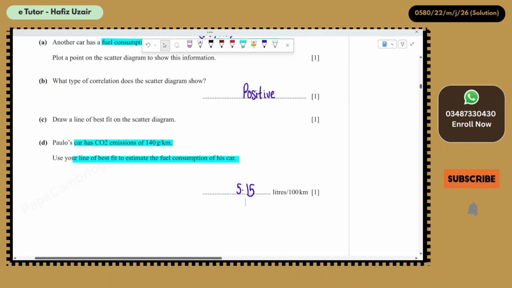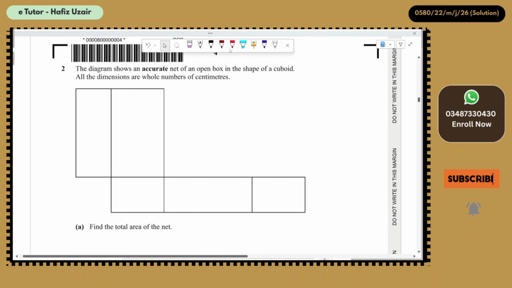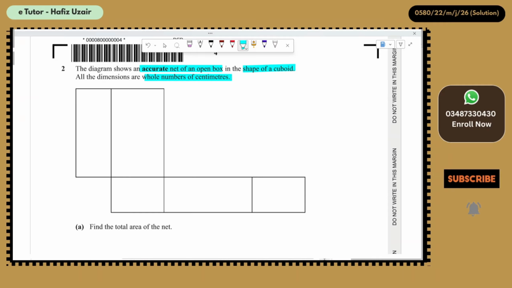Hopefully you understand this question. Let's move to question number 2. The diagram shows an accurate net of an open box in the shape of cuboid. All right. So all the dimensions are whole number of centimeters. So you don't have any dimension in decimal.